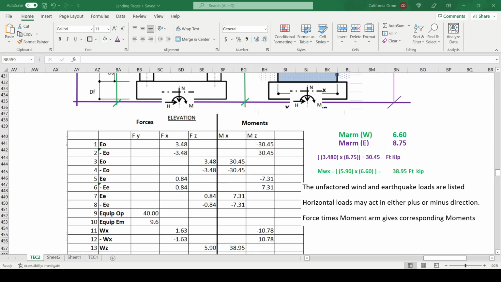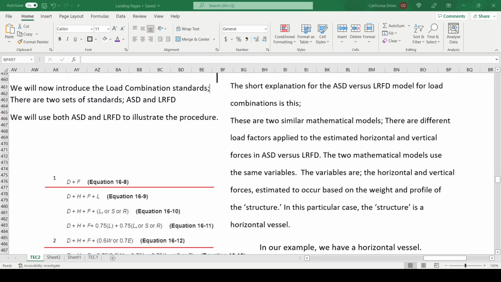The unfactored wind and earthquake loads are listed. Horizontal loads may act in either plus or minus direction. Force times moment arm gives corresponding moments.